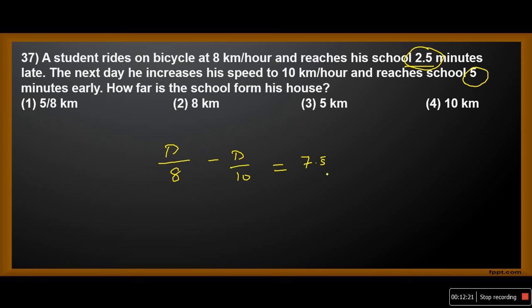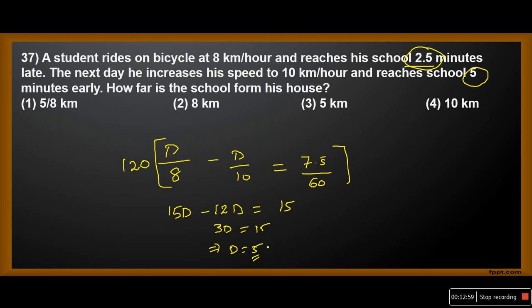Now this is in minutes, convert in terms of hours, nothing but divide by 60. Now what is the LCM of 8, 10 and 60? Which is nothing but 120. So to simplify this, I am straight away multiplying with 120 to make our calculation simple. That's all. d by 8 into 120 is 15d, minus d by 10 into 120 is 12d, equals 2 into 7.5, which is nothing but 15. So 3d equals 15, which implies d is equal to 5. The answer is option 3.